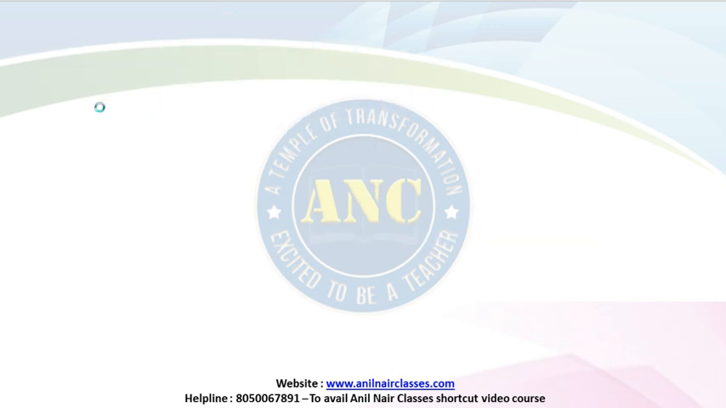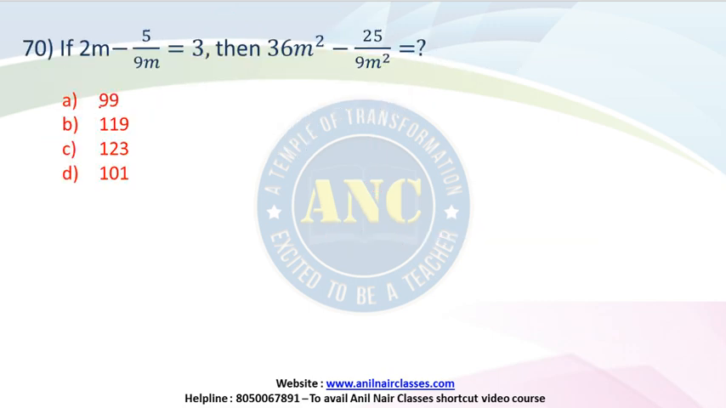See the next question. Question number 70. It is not at all difficult, sir. This is nothing but 36m square minus 25 by 9m square. This can be written as 36m square is nothing but 6m whole square. And 25 by 9 m square is nothing but 5 by 3m whole square.